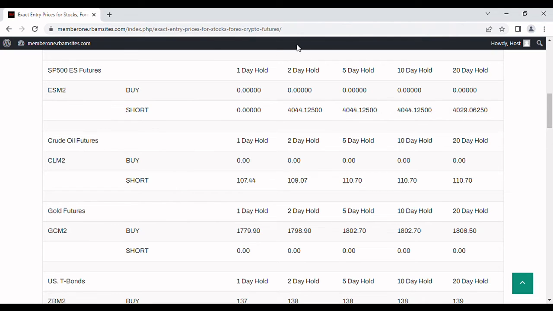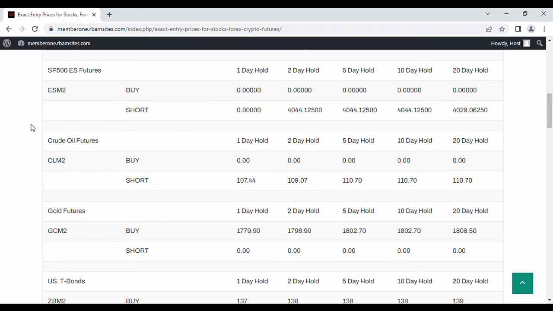So if you wanted to hold this S&P 500 futures contract for 2 days, you could short it at 4,044 and about 12.5 cents, and you'd have a really good opportunity to make a profit if you're willing to hold it for 2 days. If you wanted to hold it longer, you could short it down here at 40.29, and as long as your hold period was longer, say up to 20 days, you'd have a really good probability of making some money on that trade. Again, these are all for your entertainment purposes only.